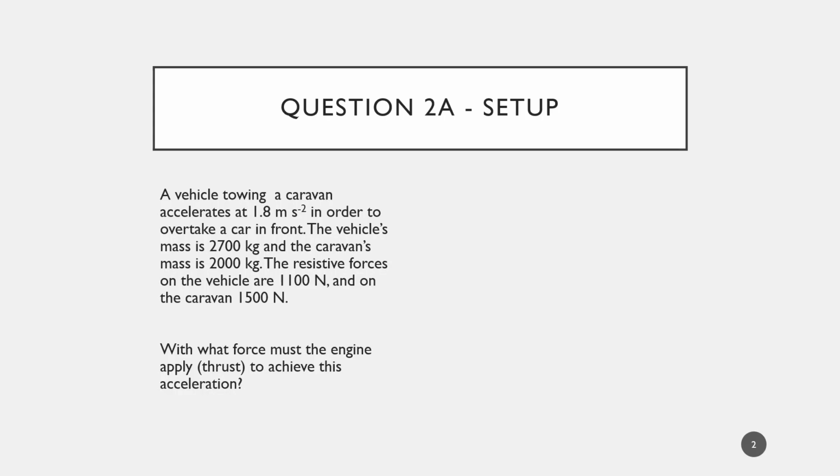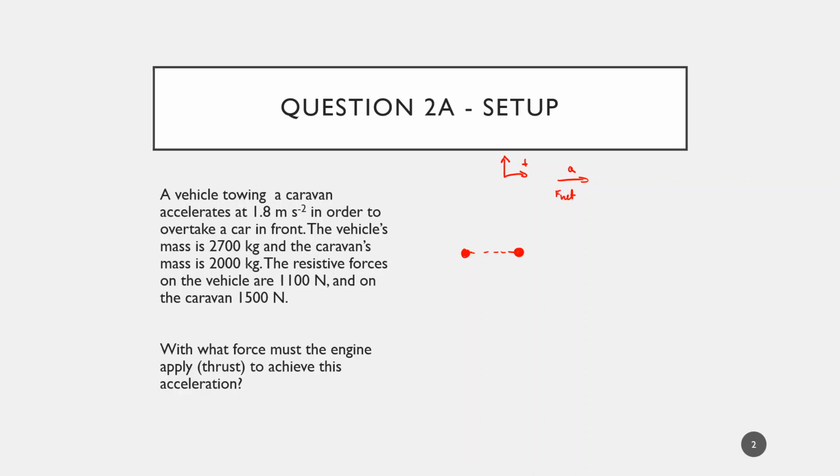Okay, so let's draw a diagram and set up our positive and negative directions. Here we've got the caravan somehow connected to the vehicle, and let's say that they're accelerating towards the right. So acceleration is that way. That tells us that the net force must also be in that direction as well.